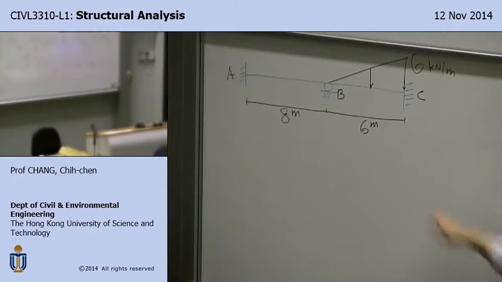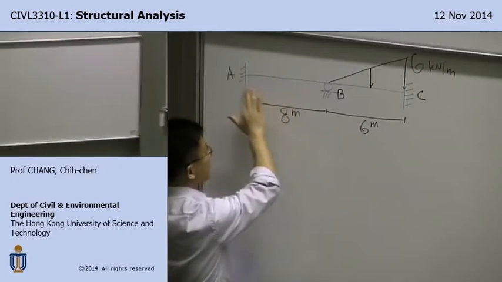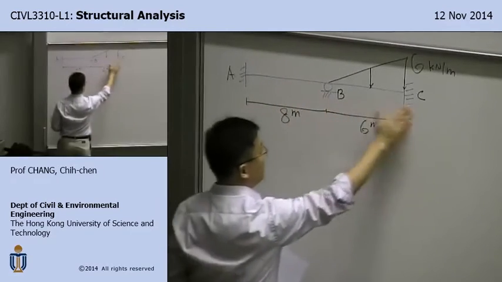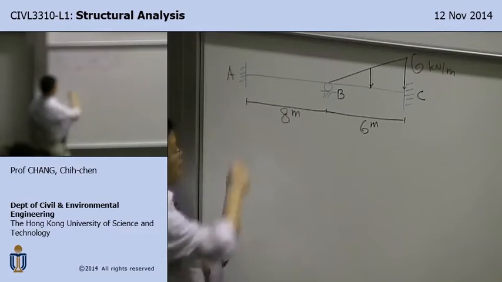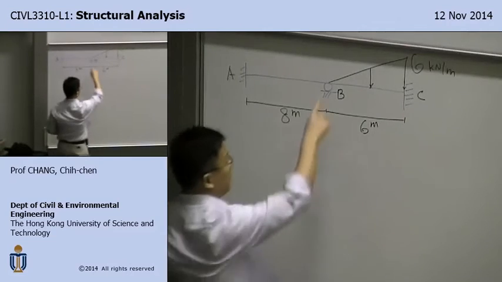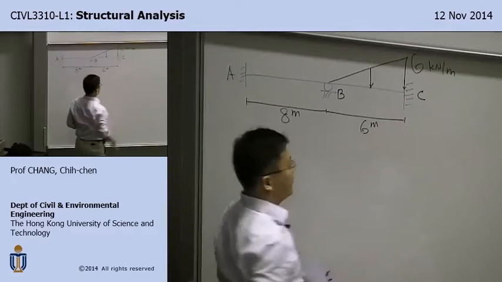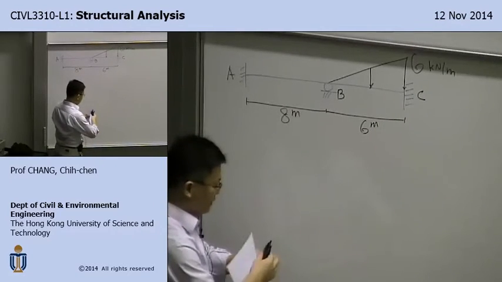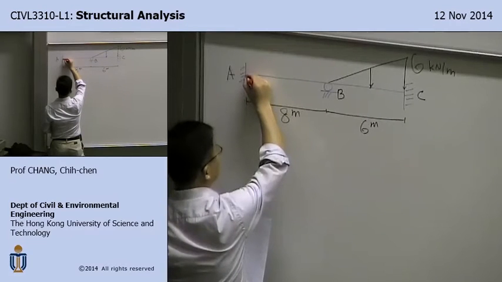So let me show that to you. For this structure, I decided to model the structure using 2 elements, AB and BC. So A is a clamped end, so I don't expect to see any rotation angle. B can rotate. C cannot rotate. So I can imagine, if you can, plot out the deformed shapes.